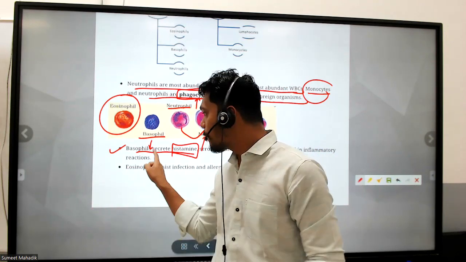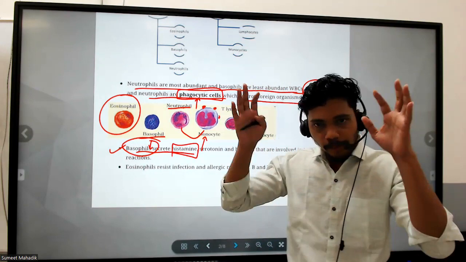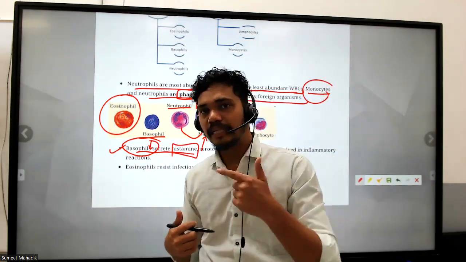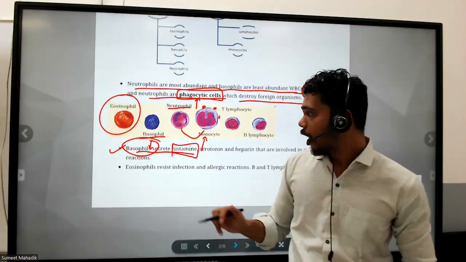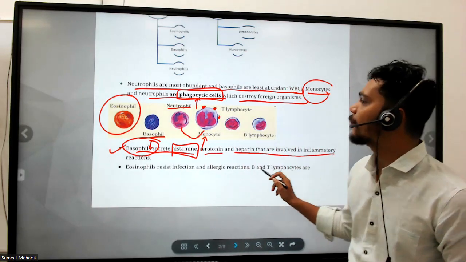Histamine we are getting from whom? Basophil. Basophil is like an alarm. If there is a problem in the body, suppose any foreign particle is in the body, we will start sneezing. Because of what? Basophil acts like an alarm. Okay. So basophil, serotonin and heparin are involved in the inflammatory reaction.